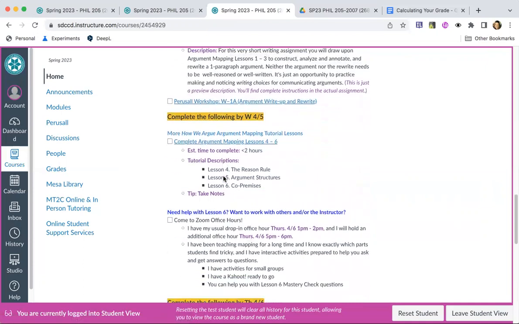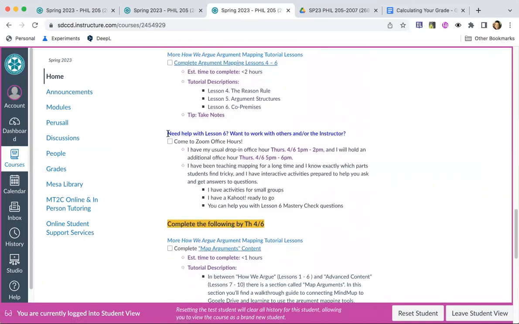Another set of lessons. Thursday, reminder that I have office hours, and this would be a great week to pop in and say hello. Just if you want to meet face to face and introduce yourself, I'd love to meet you. And if you want to practice argument mapping, especially if you've made it through lesson 6, it's tricky. And if you have questions, or if you are struggling to pass the mastery check for lesson 6, come to office hours and I'll tell you if your questions are right and help you pass it.